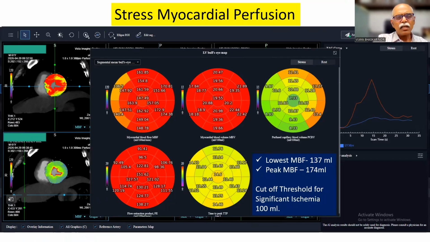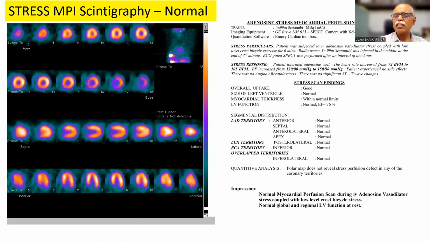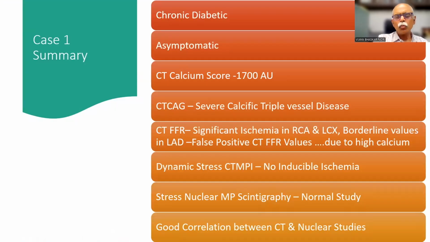So the CT myocardial perfusion values are above the threshold of more than 100. That means in spite of showing severe calcific triple vessel disease and CTFFR values in LCX and RCA borderline to low range, the CT myocardial perfusion is showing us that the perfusion is normal. There is no hemodynamic ischemia, which is validated with a stress thallium perfusion study. This patient has been asked to be on medical management, and was not subjected to any invasive procedure.